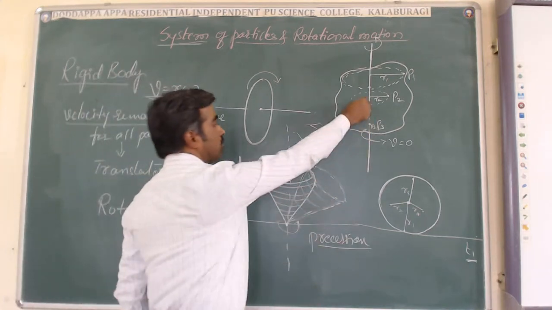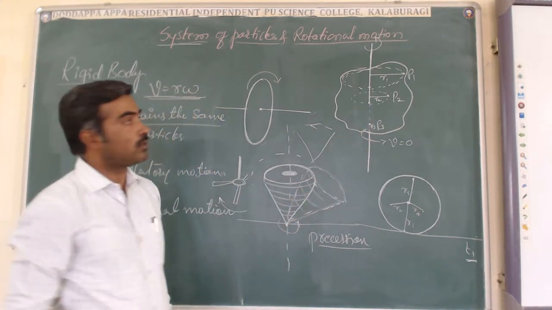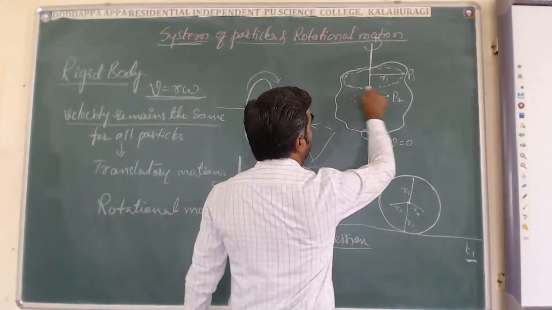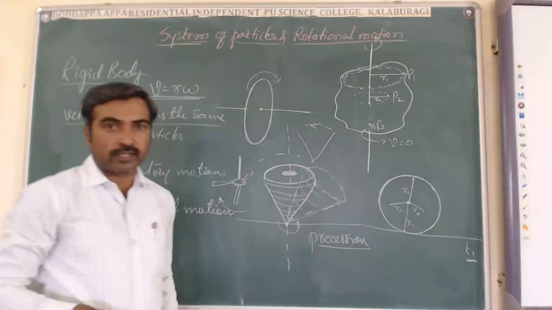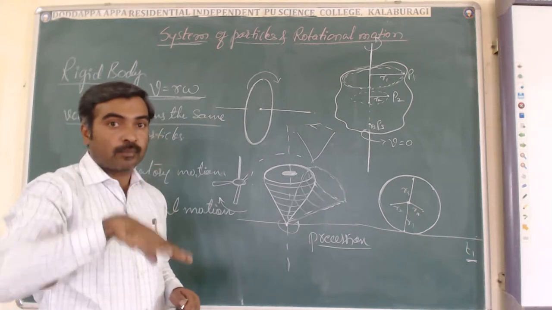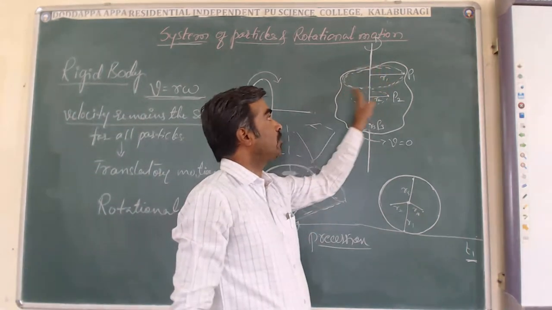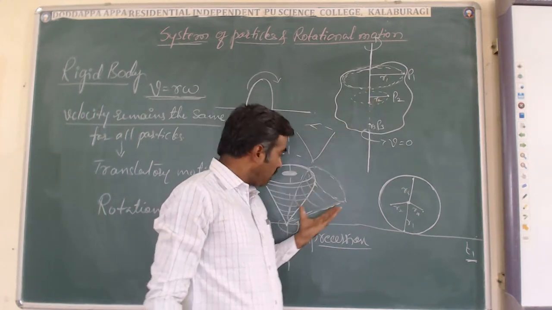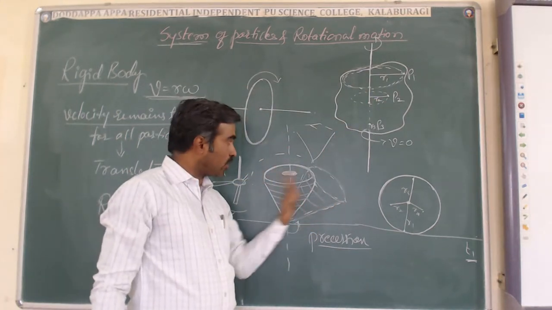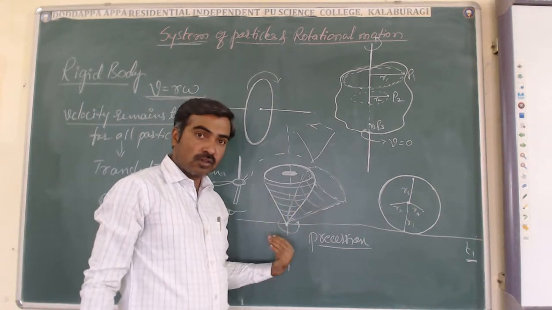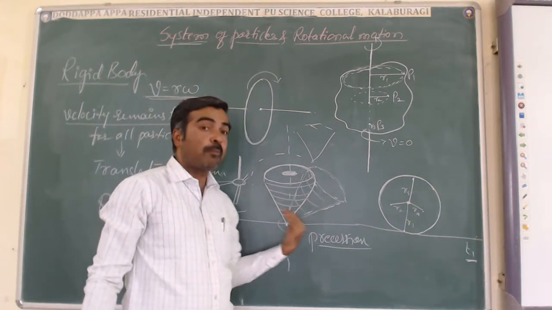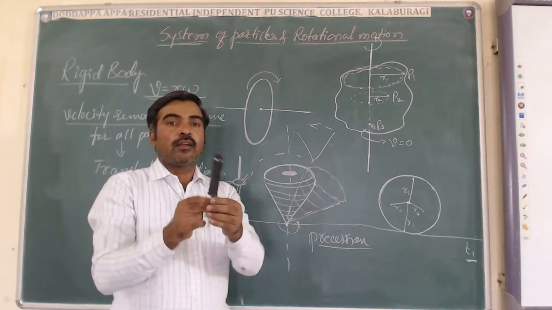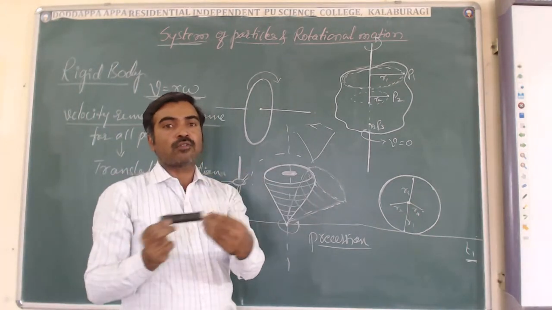So here are two different examples. The particle rotating around the fixed axis on the plane surface rotates perpendicular to the principal axis. Here the spinning top is also rotating around the fixed axis, but it also has the spin motion as well as a precession. Precession means it is moving from this point and coming to the same point.